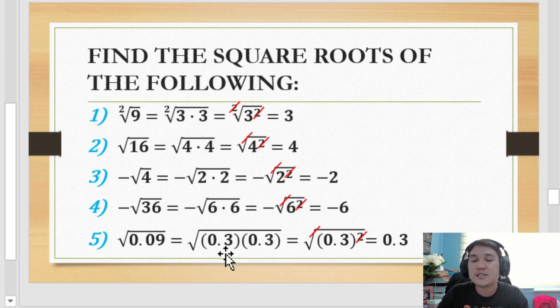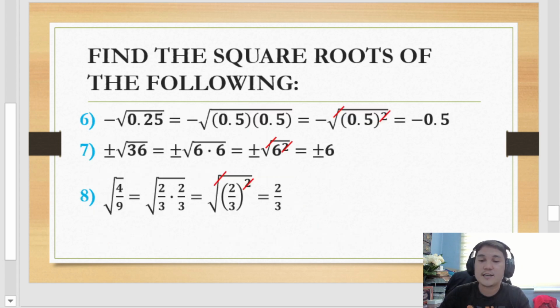And then change this 3 tenths times 3 tenths into its exponential form. So that gives us quantity of 3 tenths squared. Again, radical sign and the exponent will be cancelled out. And the final answer is 3 tenths. We will proceed to number 6.